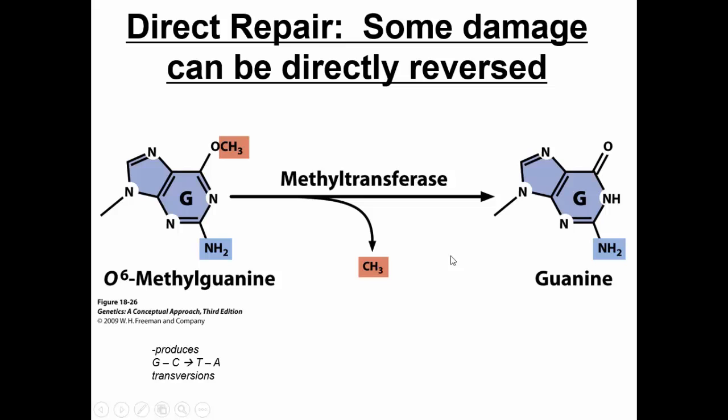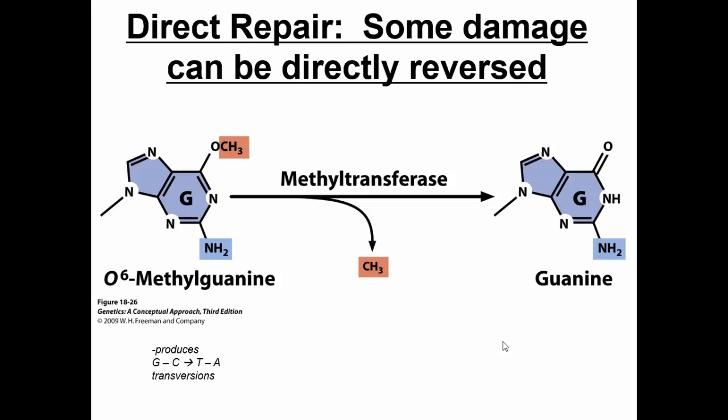So this is an example of this. This base should be guanine, right? But when it was synthesized, it had this methyl group put on this oxygen when it shouldn't have been. So instead of guanine, we have this modified form, methyl guanine. What happens, and this one is actually pretty simple, is an enzyme called methyltransferase comes in, removes the methyl group, and returns the base to its original form. Okay, and that's all there is to it for direct repair.